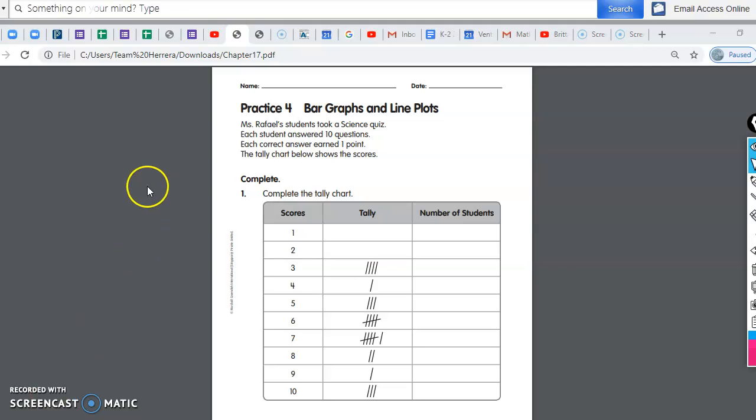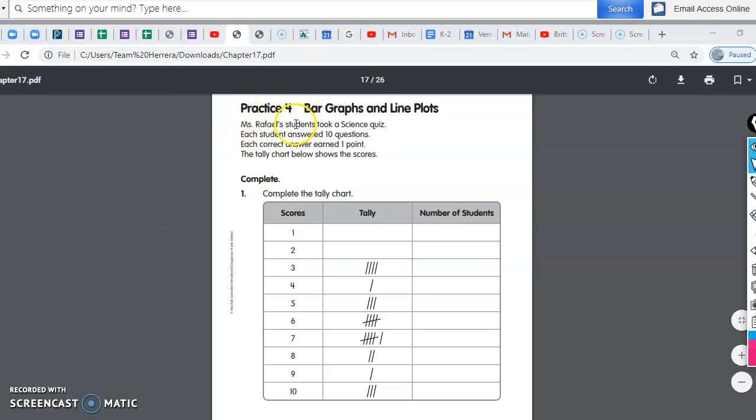So up here it says Miss Raphael's students took a science quiz. Each student answered 10 questions. Each correct answer earned 1 point. The tally chart below shows the scores. So it wants us to complete the tally chart.